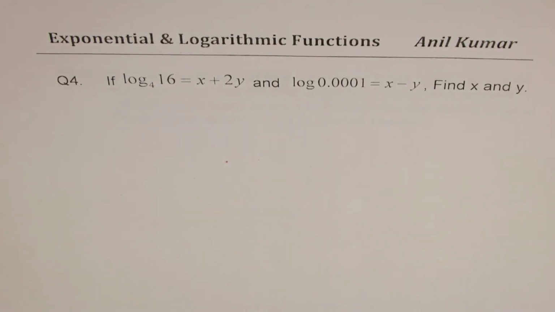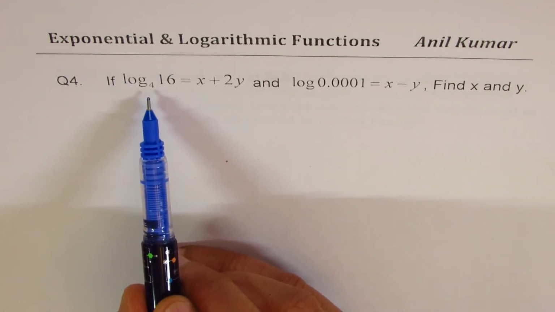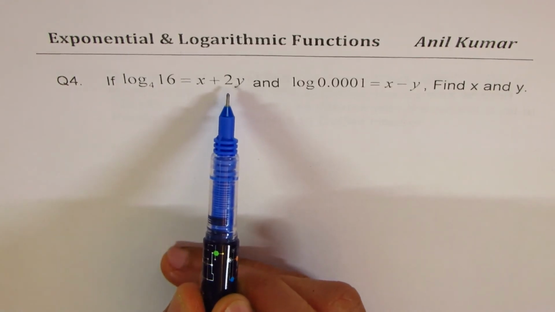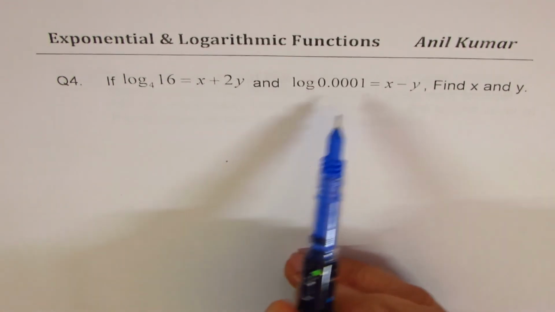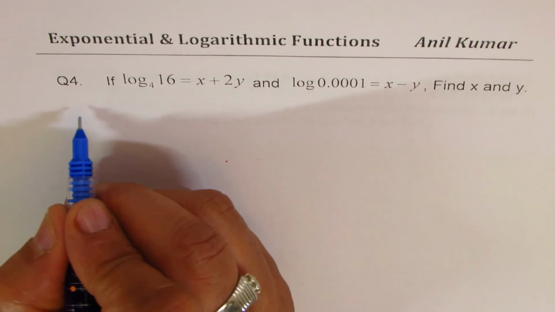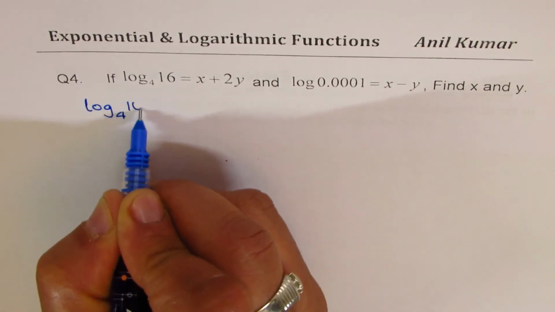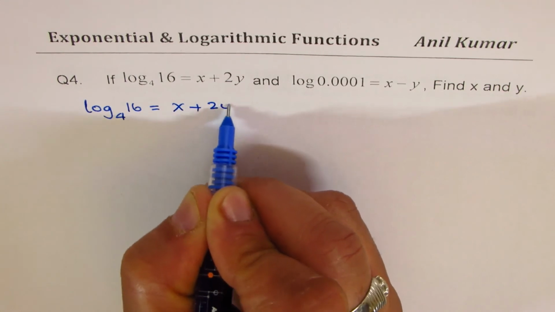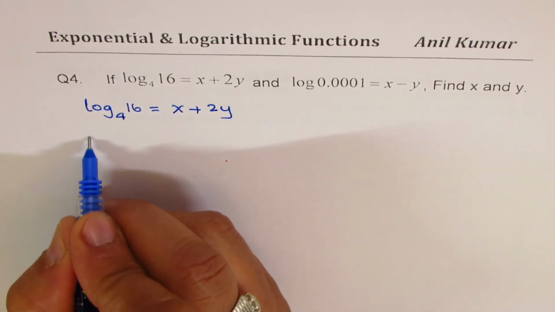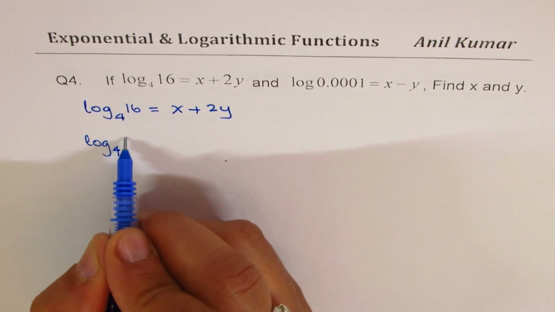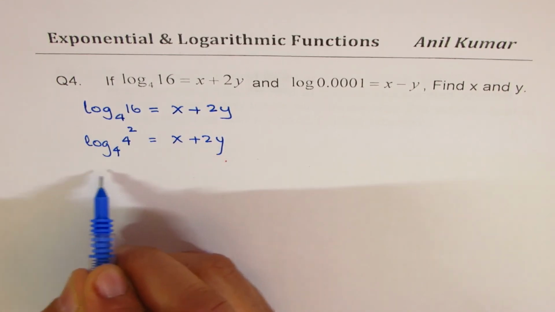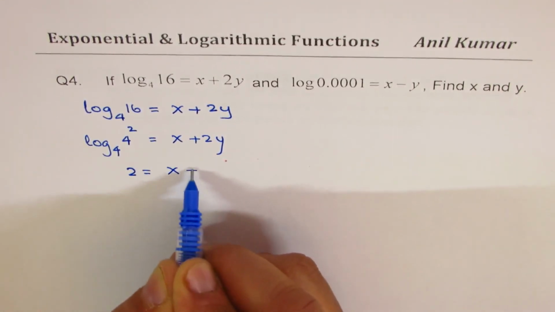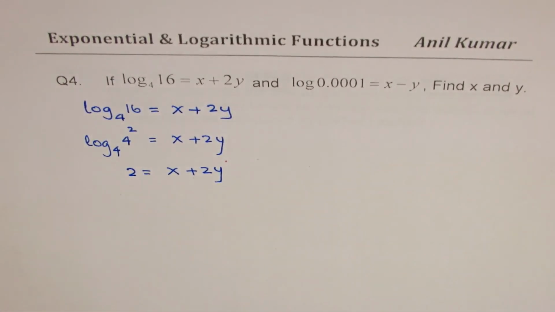Let's move on. We have a very interesting question: if log to the base 4 of 16 is x plus 2y and log of 0.0001 is x minus y, find x and y. Now that's a thinking question. We are given two equations. One is log to the base 4 of 16 equals x plus 2y. We can write this as log to the base 4 of 4 squared, since 16 is 4 squared, equals x plus 2y. Now that means it is 2. So we get 2 equals x plus 2y. Now that becomes one of the equations, right?